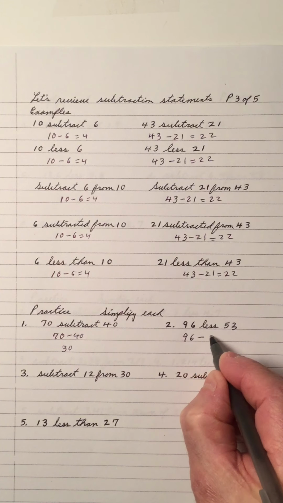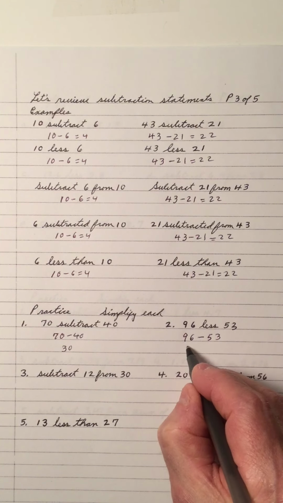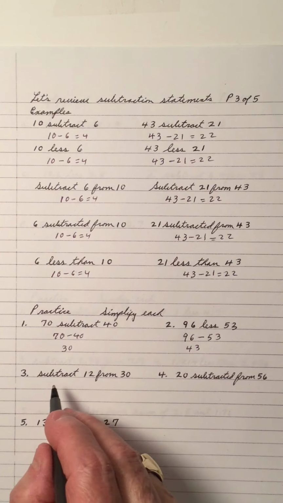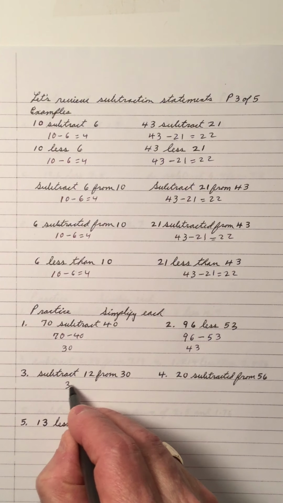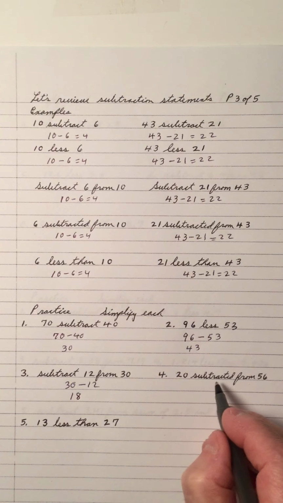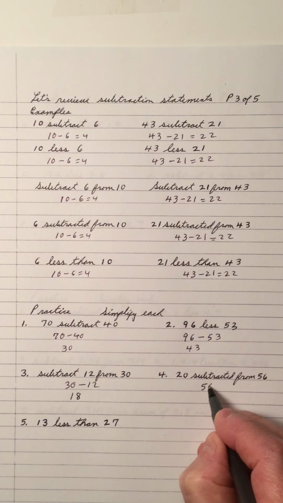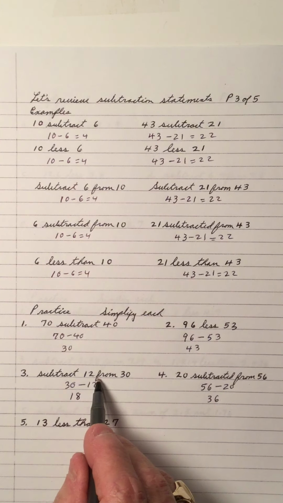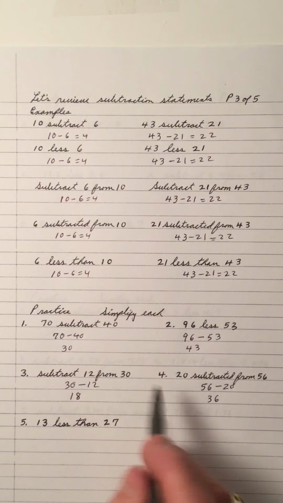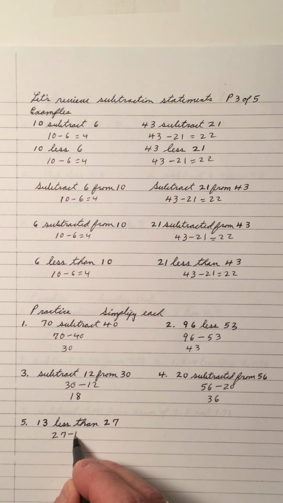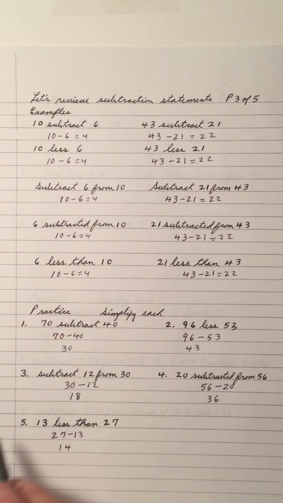96 less 53 is 43. Notice subtract and less does not change the order. Subtract 12 from 30, it's 30 subtract 12, and that's an 18. 20 subtracted from 56 is 56 first, subtract 20. So that's a 36. Notice subtract from, subtracted from, the order is changed. 13 less than 27 is 27 subtract 13, which is 14. Notice again, the order is changed.